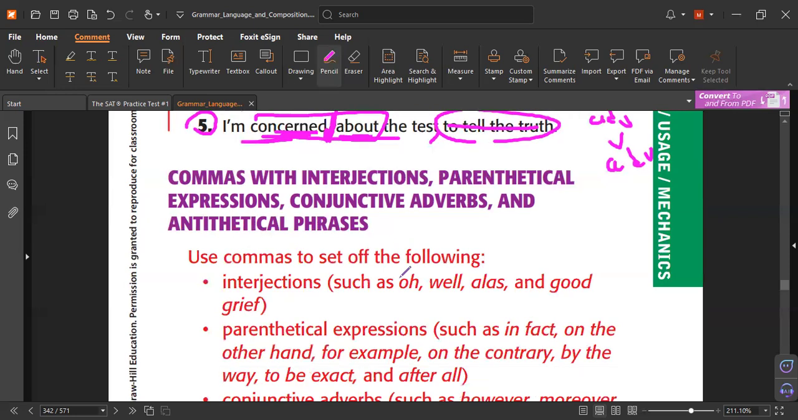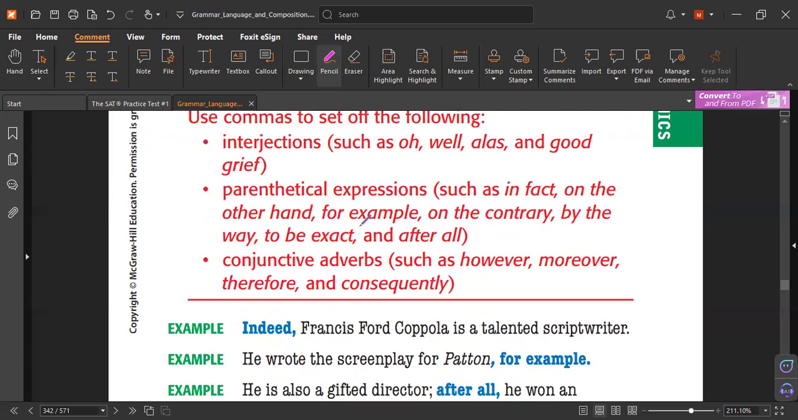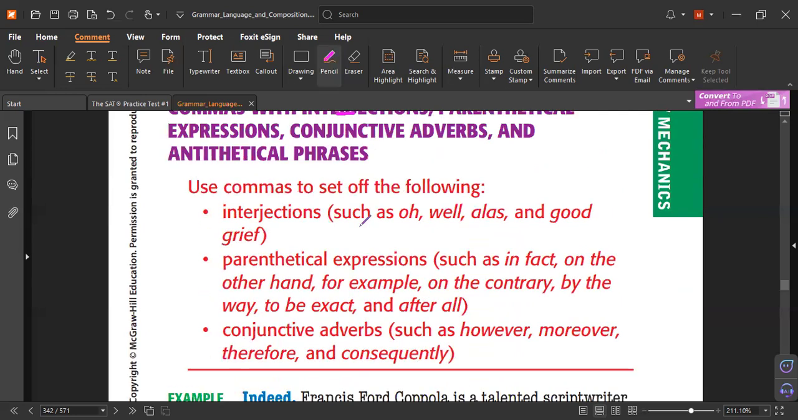Here, commas again. This is one of the symbols. We don't test you on this. You know interjections: Oh, wow! Oops, Alice, good grief! All of these symbols. Yes or no? Remember the interjections? Do we put the commas before them or after them? After them.